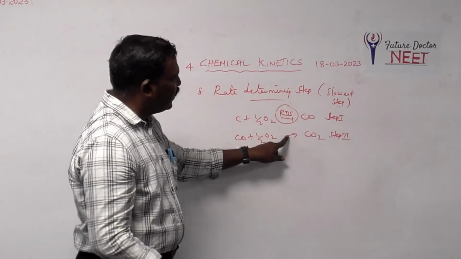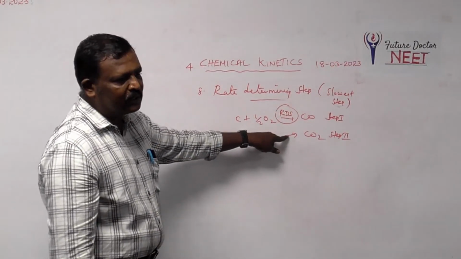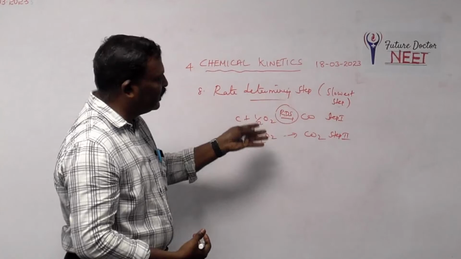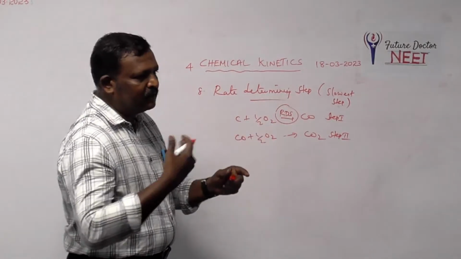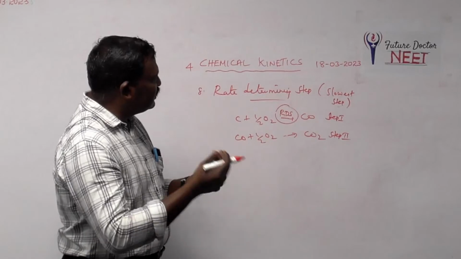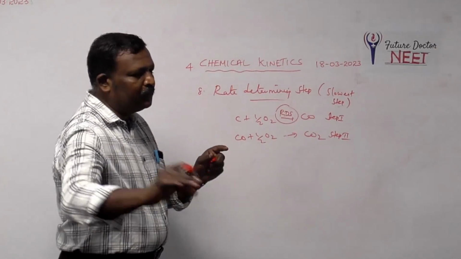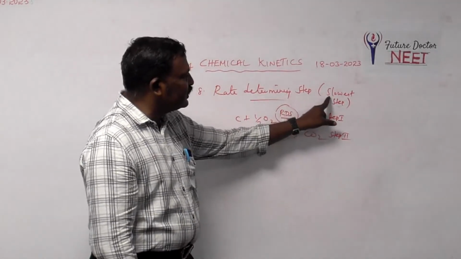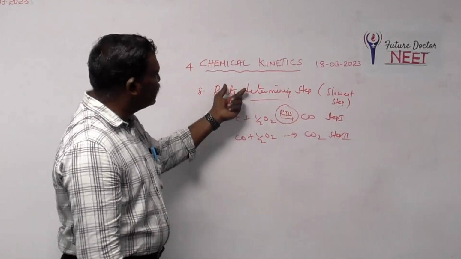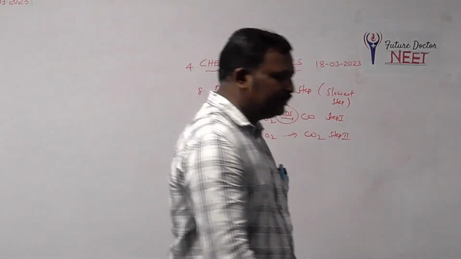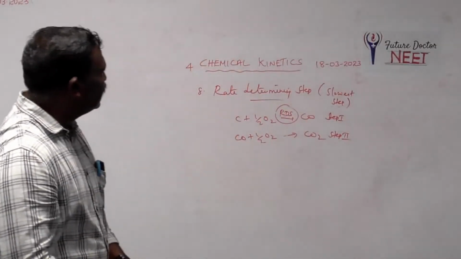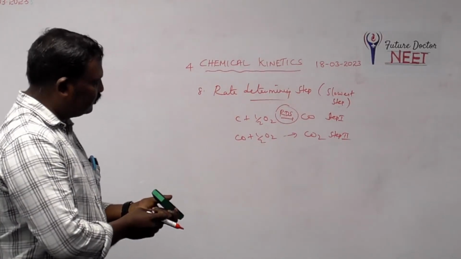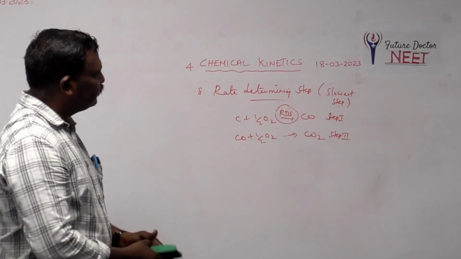In organic chemistry also we have mechanism reactions. Suppose we have 3 steps. Among the 3 or 4 steps, one step will be going on very slowly. That we consider as the rate determining step. Just remember, the slowest step among the other steps of the reaction is called the rate determining step. This is another term. These are the important terms in chemical kinetics. Understood? Are you following?